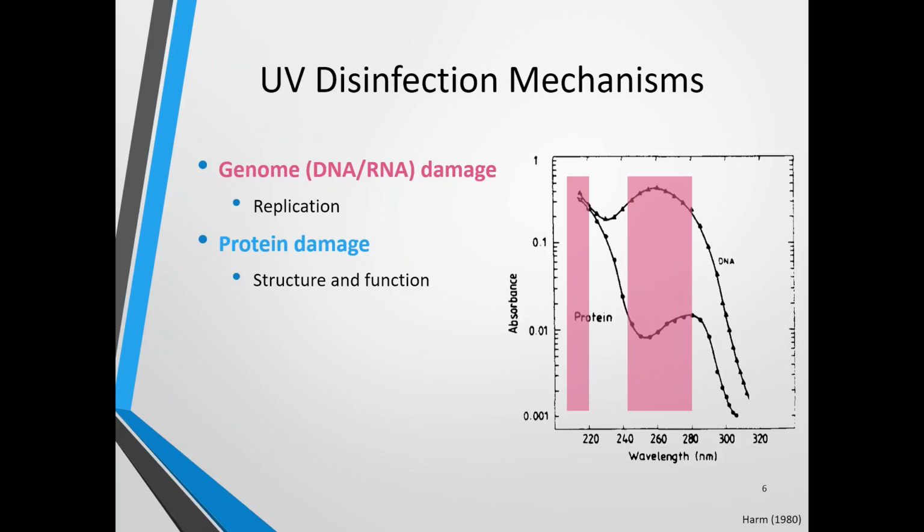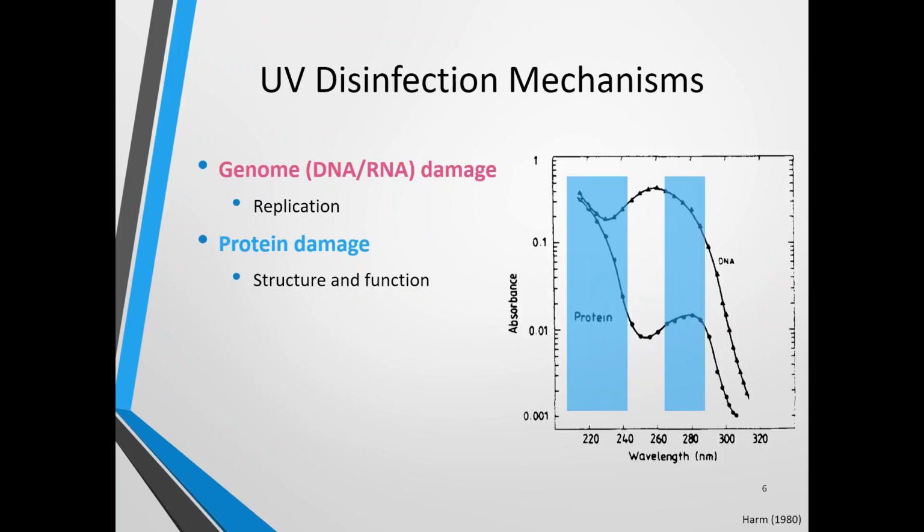It causes organisms to not be able to replicate. And the wavelengths that are important for damaging the genome are highlighted here in pink. The main area for targeting DNA absorbance has a relative peak around 260 nanometers, and it picks up again at wavelengths below 220 nanometers.